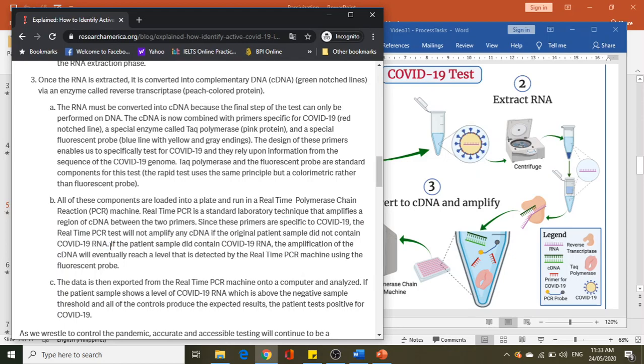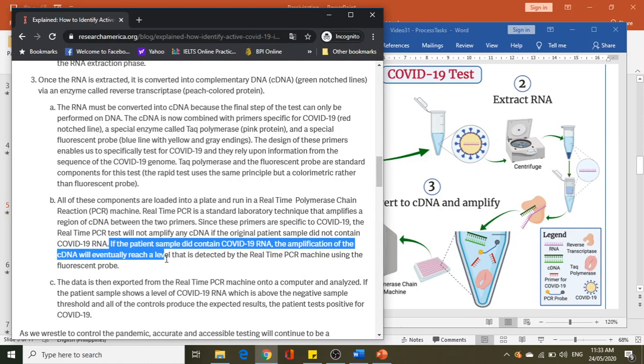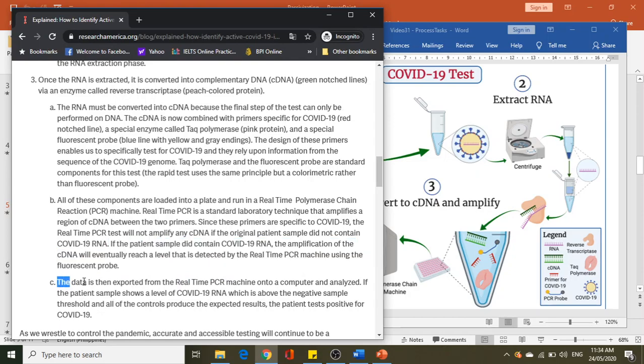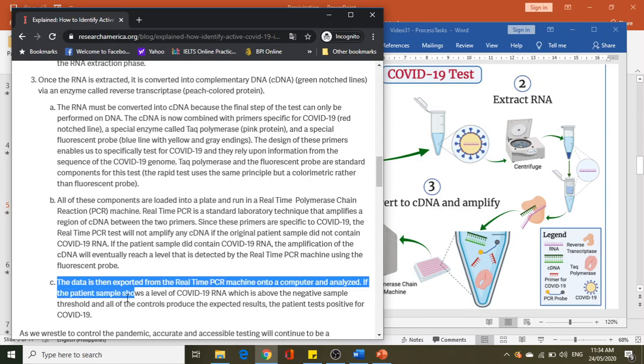If the patient did contain COVID-19 RNA, the amplification of the cDNA will eventually reach, still in the active voice, will eventually reach, the simple future tense, a level that is detected. That's the passive voice, by the real-time PCR machine using the fluorescent probe. And then back to the passive, the data is then exported from the real-time PCR machine into a computer and analyzed. So it's then exported.